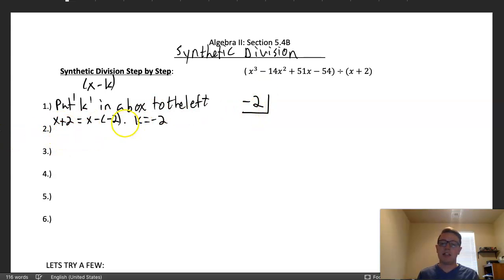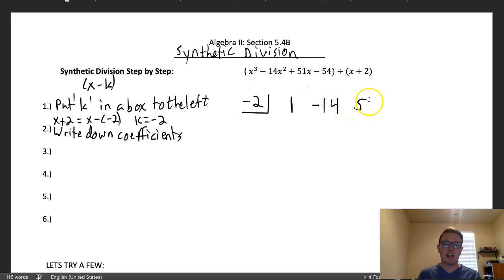Step 2 is going to be write down all of the coefficients. So what we're going to do, we're going to take x cubed. Our coefficient for that is 1. Negative 14x squared, our coefficient is negative 14. 51 will be our next coefficient, and minus 54. We're going to draw a line a little bit below this, because we're going to need some space down here.